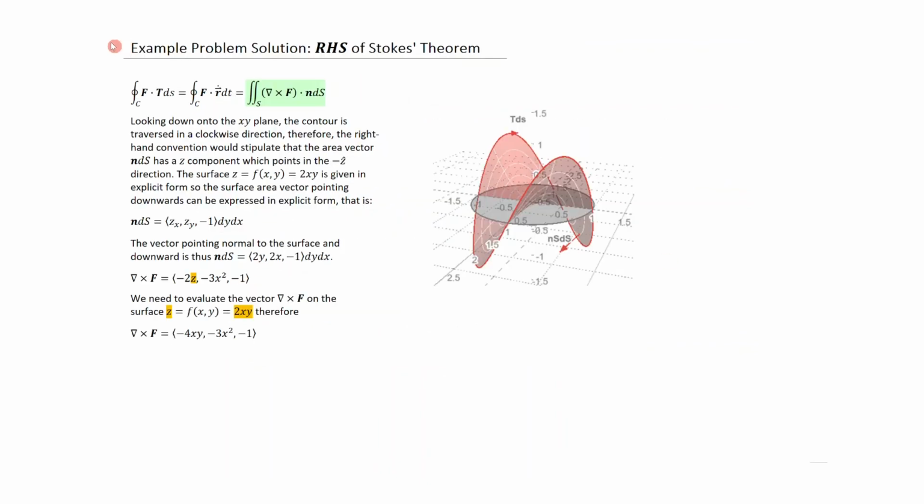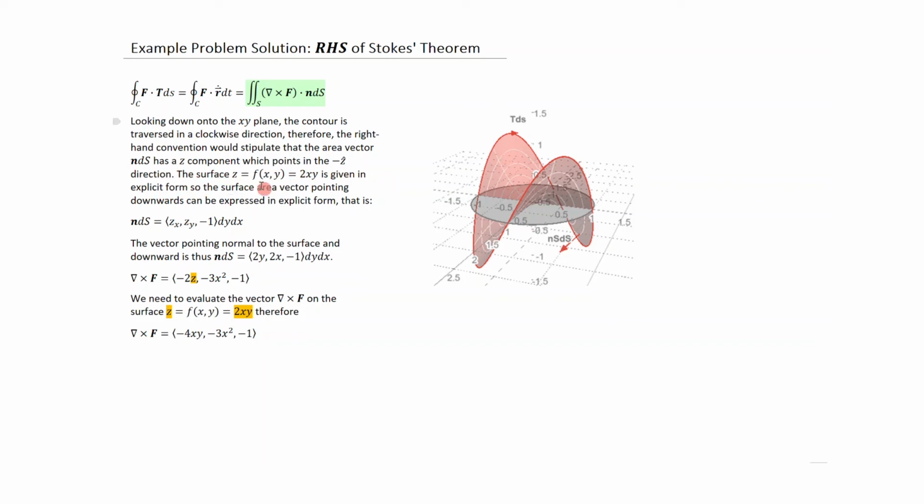All right, so next is to basically compute the right-hand side of Stokes' theorem, which is the portion shaded in green that you see here. First of all, if we look down onto the xy plane, that's down in this direction, the contour is traversed in a clockwise direction. Therefore, the right-hand convention would stipulate that the area vector n dS has a z component which points in the minus z hat direction. That's pointing downwards. So this is basically the arrow that you see here. It's pointing downwards from this curved surface.